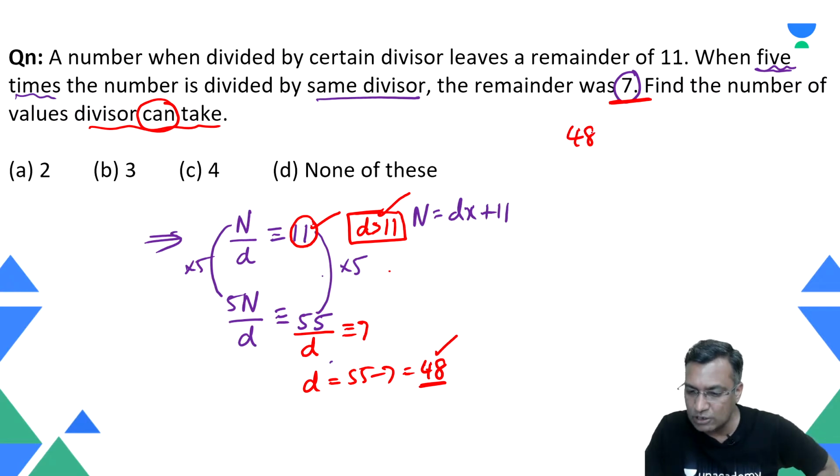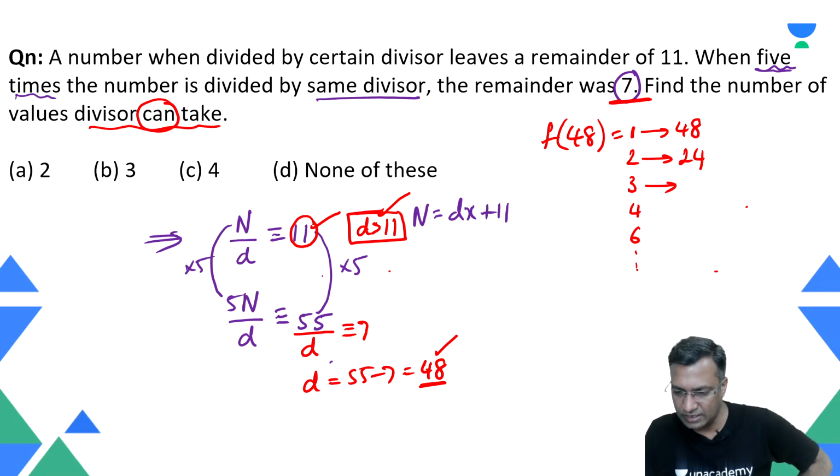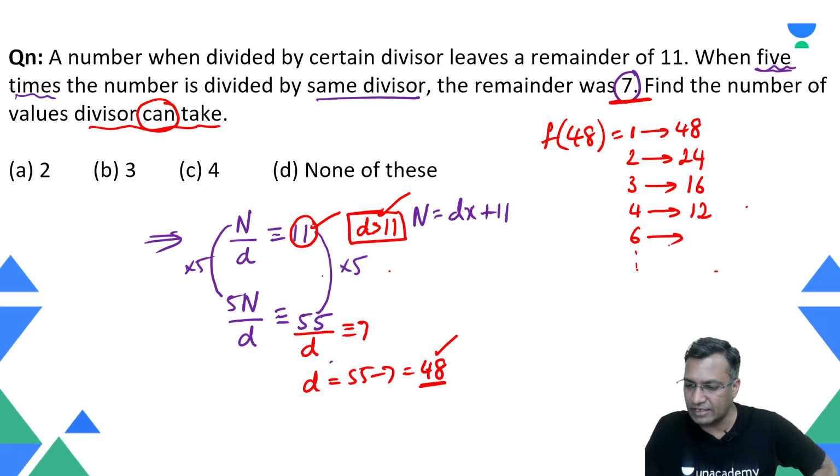Look at this 48. Write down the factors of 48, put them in the reverse order a little bit. Okay, 48 is one of the factors. If you want to write the factors of this, 1 is a factor, 2 is a factor, 3 is a factor, 4 is a factor, 6 is a factor, and so on. That's how you'd be writing. So if 1 is a factor, 1 into 48 is also a factor. If 2 is a factor, 24 is also a factor. If 3 is a factor, then 16 is also a factor. If 4 is a factor, 12 is also a factor. If 6 is a factor, 8 is a factor.